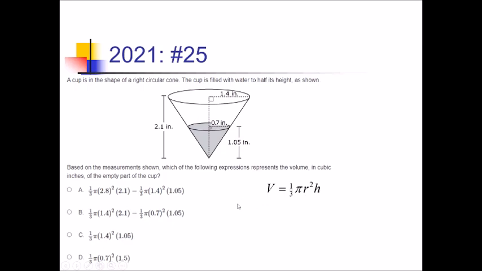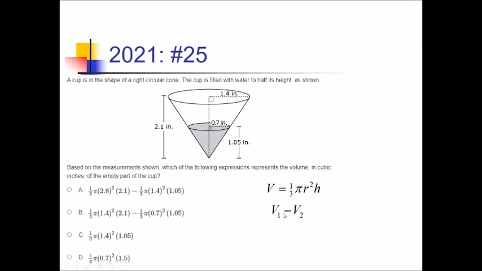And then the overall setup of this, to figure out this white space in here, we need to take the volume of the whole cup and subtract out the volume of the water. So I'm going to call this V1 minus V2, or you could do V2 minus V1. Doesn't really matter. Basically, we need the volume of the whole cup minus the volume of the water.